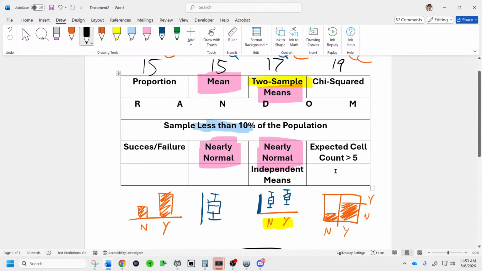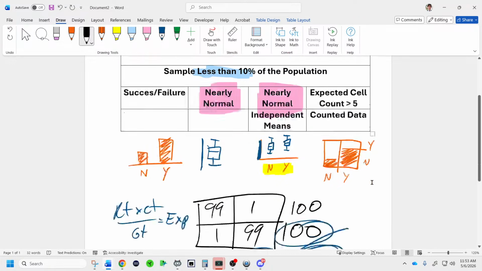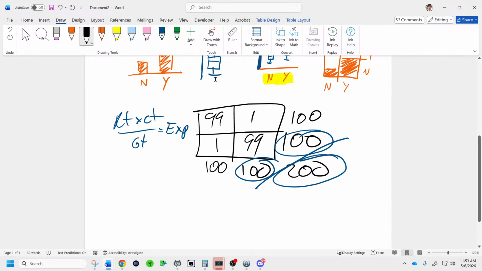And then now the last condition is counted data. And actually, this one is super easy to check. Literally by virtue of it being a contingency table, it passes.